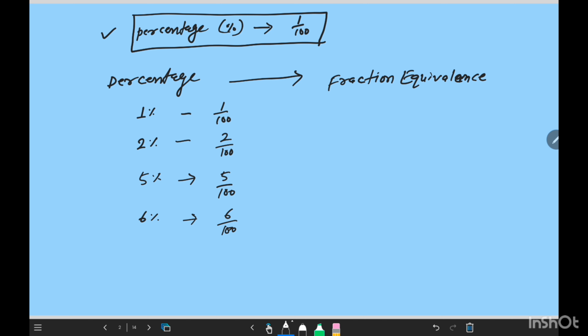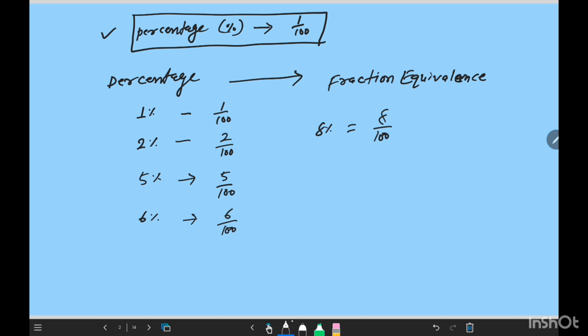Now what we are going to do is very simple. Now you have seen this. In the same way, if I want to write 8% in the form of a fraction, then what can I write? 8 upon 100. Very simple, you understand this much?